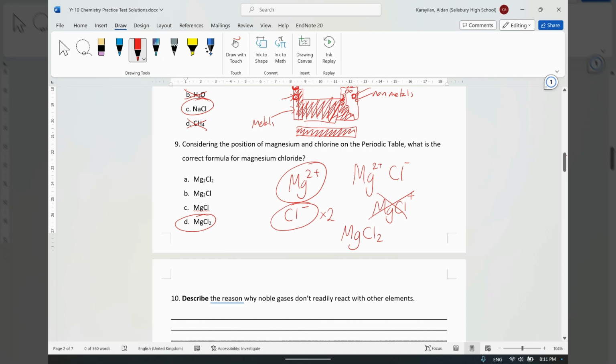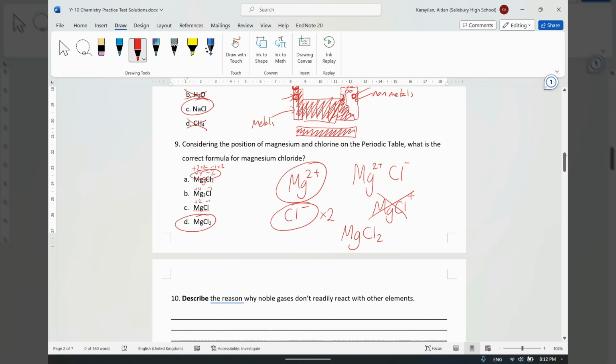Mg2Cl2, that's 1 to 1. That will not work because this is plus 2 times 2, because there's 2 of them. That would be plus 4. 2 Cls would give us negative 1 times 2, which is negative 2, and these do not cancel out. Similarly, this would be plus 4, and this would be minus 1. Those don't cancel out. This would be plus 2 for the magnesium, minus 1 for the chlorine.